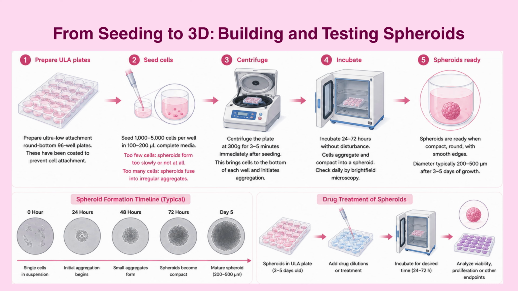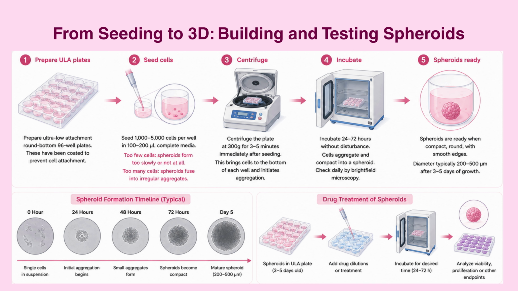4. Incubate 24 to 72 hours without disturbance. Cells aggregate and compact into a spheroid. Check daily by bright field microscopy. 5. Spheroids are ready when compact, round, with smooth edges. Diameter typically 200 to 500 micrometers after 3 to 5 days of growth.